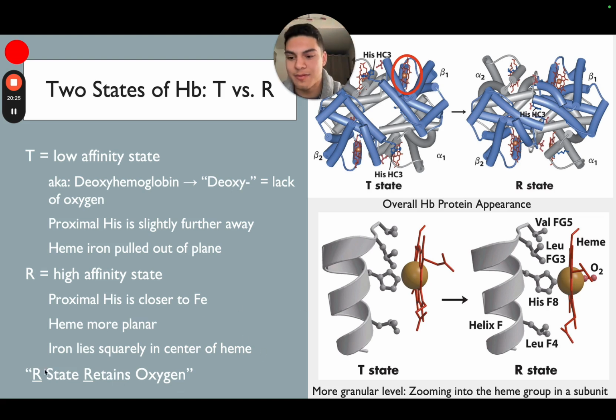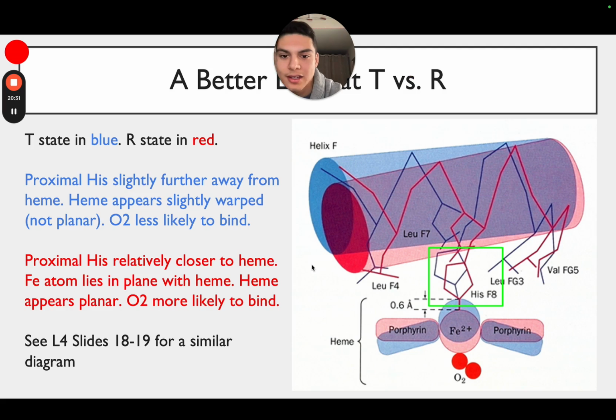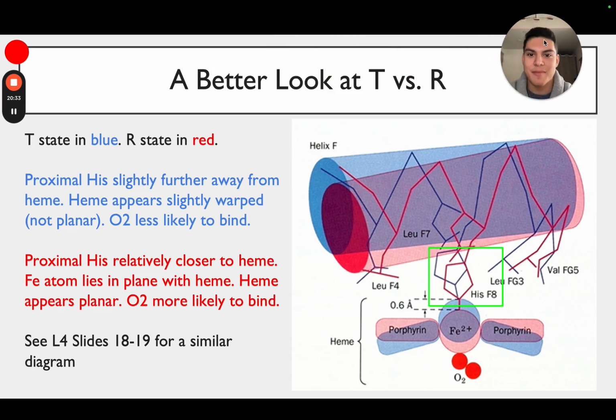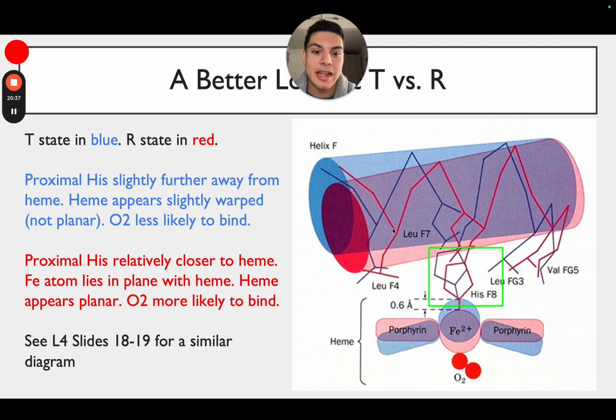And so again, the mnemonic to remember something is: R state retains oxygen. It allows that high affinity. Okay, and so here's the better visualization, in my opinion, at T versus R. So T is in the blue, R is in the red, and ignore these tubes, ignore this bottom part for now. What I want you to focus on is the iron right here, the circles, and specifically the His residues here. This kind of pentagon shape in the blue and the red.